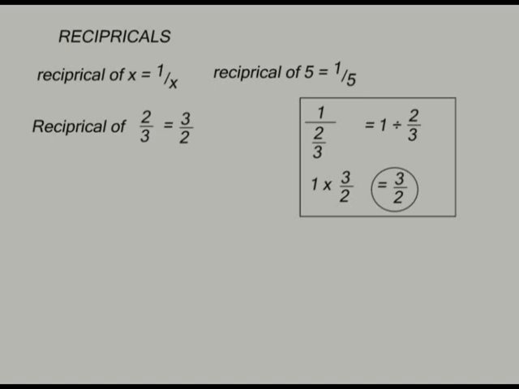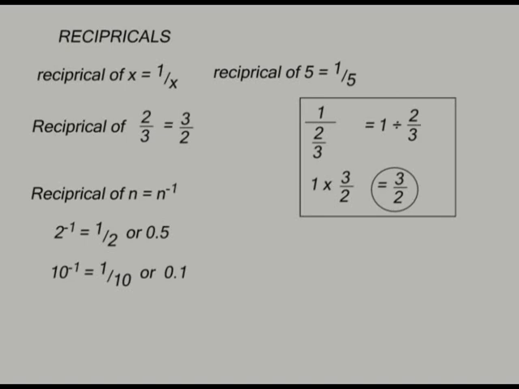In shorthand, the reciprocal of a number n is given as n raised to power of -1. And so the reciprocal of 2 is 1 over 2, or 0.5. Reciprocal of 10 is 1 over 10, or 0.1. Now, how about the reciprocal of 4.534? Following the above, this is 1 over 4.534.